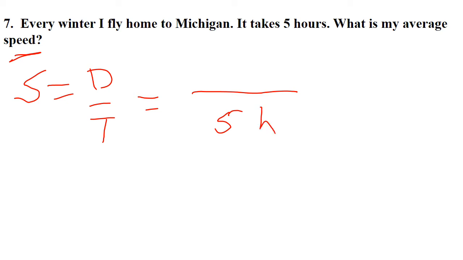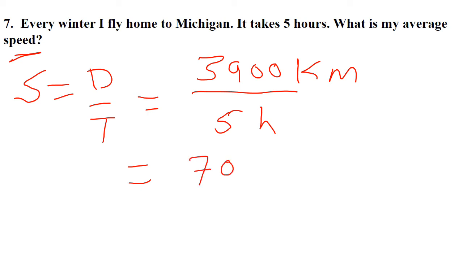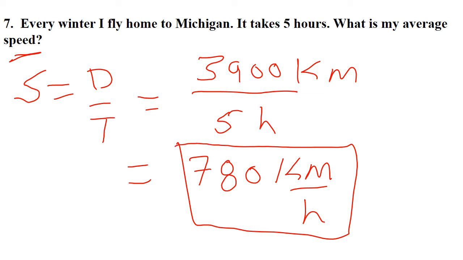So in this one, you have to go back to question 5 where he talks about how he drove to Michigan. The distance doesn't change whether you drive or fly, so the distance to drive was 3,900 kilometers. So that's the distance value we'll use. So when we run it through our calculator, 3,900 divided by 5, we get 780 kilometers per hour. And I would leave it just like that. I wouldn't change the kilometers to meters or hours to seconds. You can do that if you want, but I'm not going to in this problem.